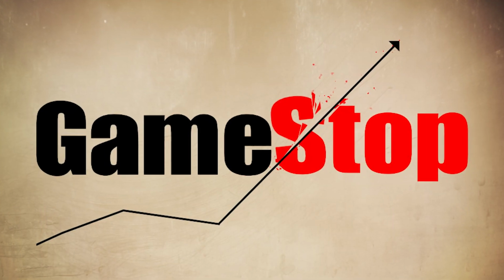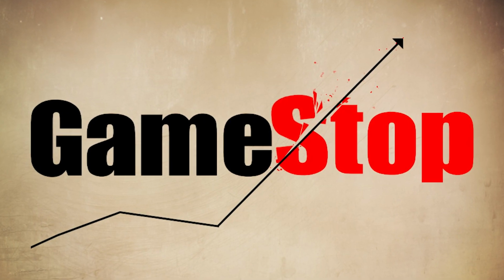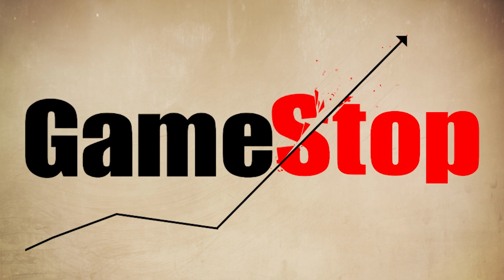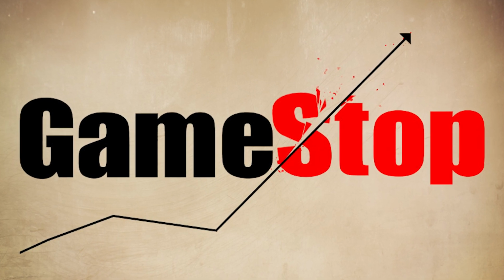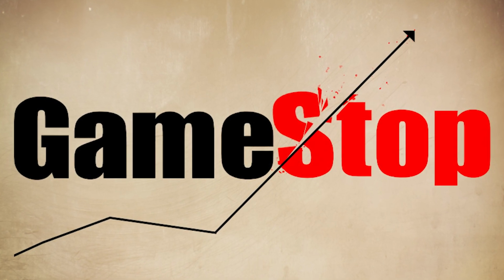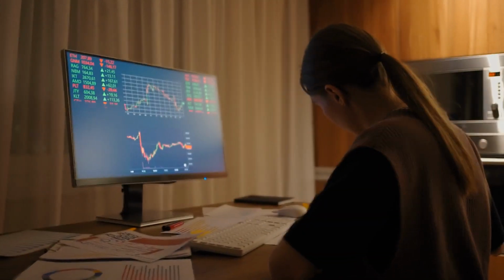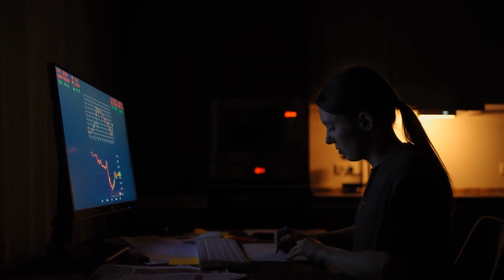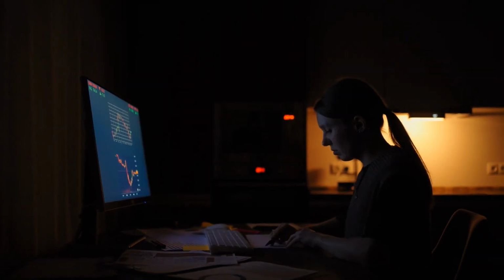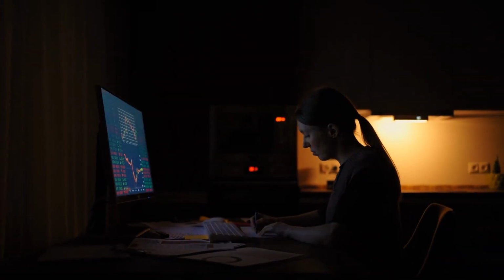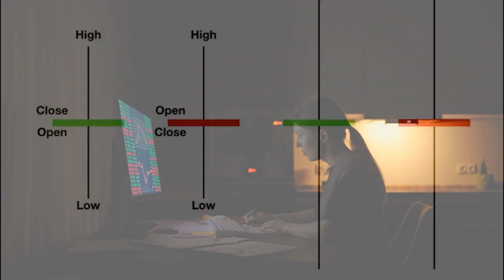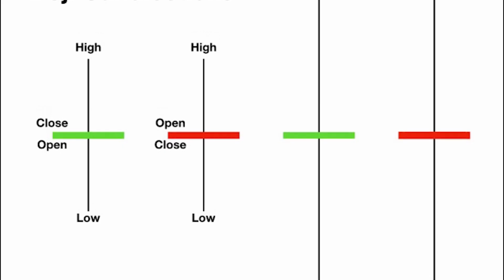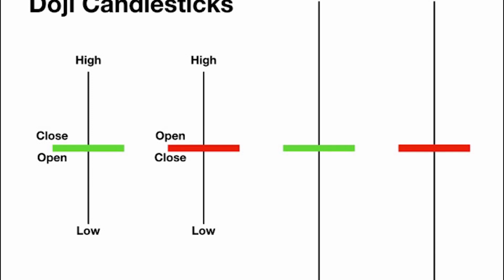In early 2021, GameStop, a video game retailer, saw a sudden surge in its stock price, driven by a group of amateur investors on social media. As the price continued to rise, many investors and analysts turned to candlestick charts to try and understand the market sentiment and predict the stock's future movements. One particular candle shape that emerged during that time was the doji candlestick.